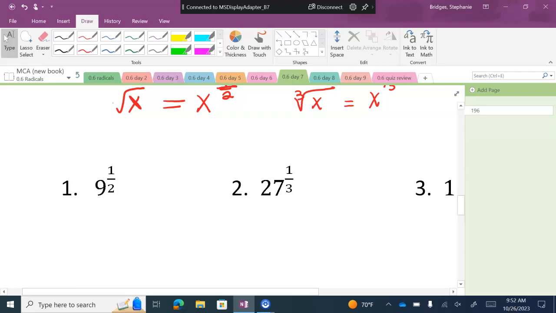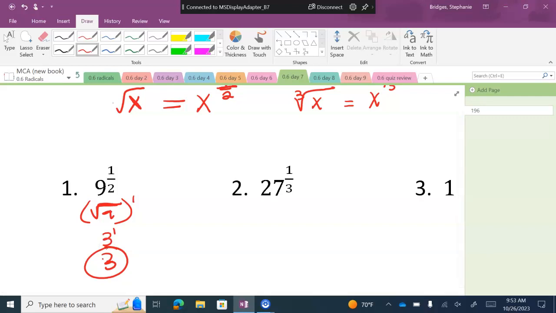So my denominator is the root that I am going to take. What root am I going to take of 9? The square root, yep. And then I'm going to raise it to what power? The first. What is the square root of 9? 3. And 3 to the first power is just 3, right? That's all you do. You take the denominator root, raise it to the numerator power, and that is how you simplify.